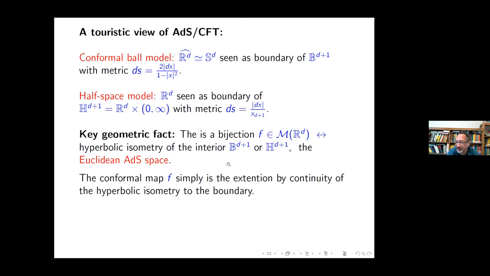Physicists would call this the bulk, or the AdS space, but in Euclidean signature. Euclidean here is a bit of a treacherous word because it's hyperbolic, it's not Euclidean, but it's Euclidean as opposed to Minkowski. So SO(d+1,1) instead of SO(d,2), if you want. And the correspondence is very simple. You just extend the maps in the ball to the boundary by continuity, and it preserves the boundary, and so it gives you your conformal map. Okay.